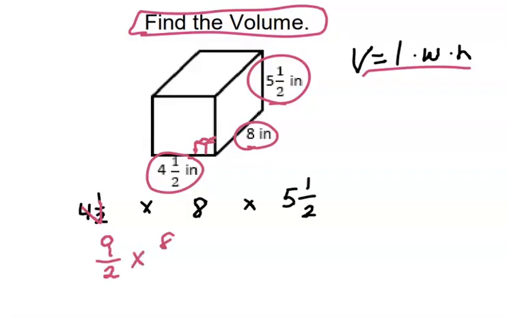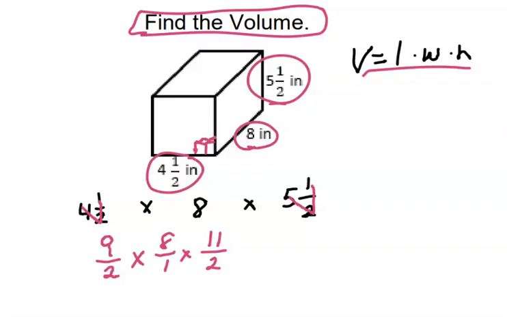8 just becomes 8 over 1. For the 5.5, it's going to be 5 times 2, which is 10, plus 1 more is 11. So it's going to be 11 over 2. So that's how you change mixed numbers into improper fractions. Is there any cross-reducing that we can do to kind of make life a little bit easier?